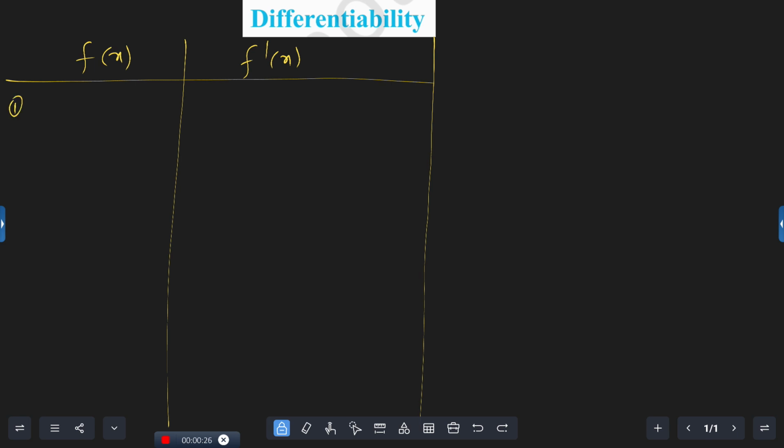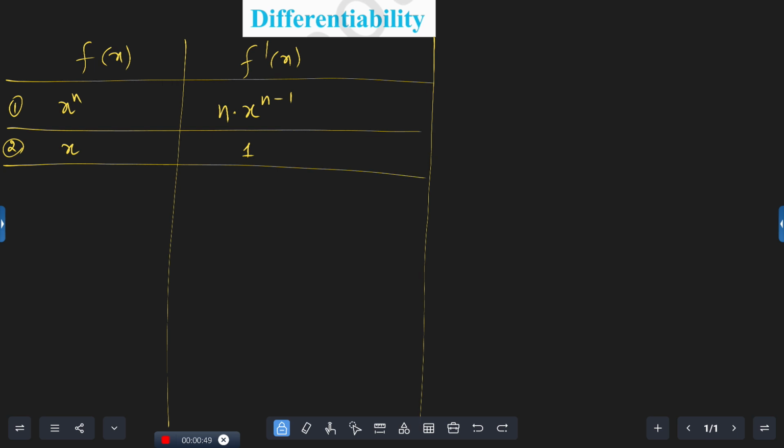So first formula, x power n. X power n when you differentiate, what will I be getting? N into x power n minus 1. First formula. Okay, like that I will give formulas. Just kindly write. And second one, derivative of x. X when you differentiate, you will be getting 1. And 1 when I differentiate, 1 or any constant, constant when I differentiate, what? 0. Okay. So this is the formula you must know here.